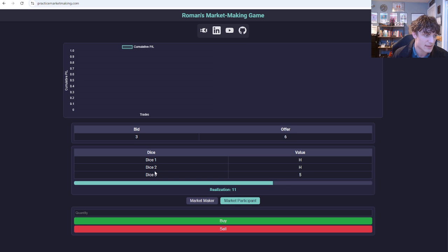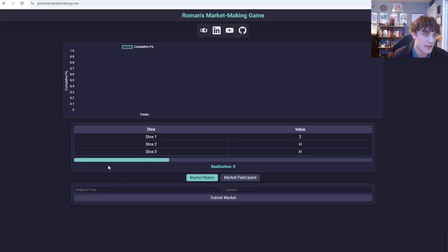There are three dice, and you will have hidden values for each die, and there will be some bid and offer as a market participant. And using this incomplete information, you have to determine whether or not you're going to buy or sell. And then you're going to have some sort of realized outcome and P&L that you accumulate over time.